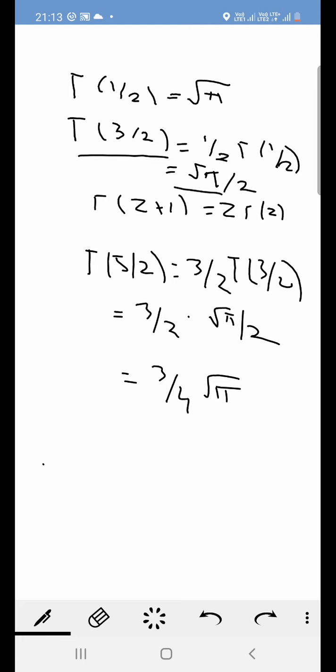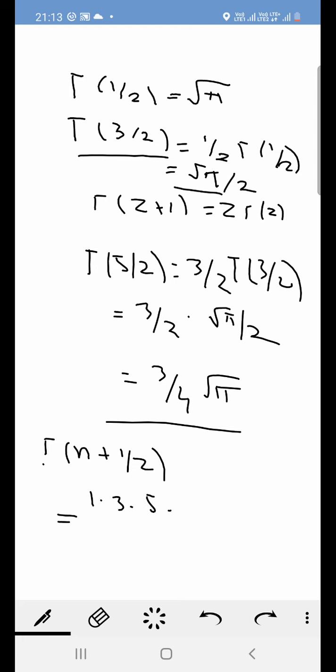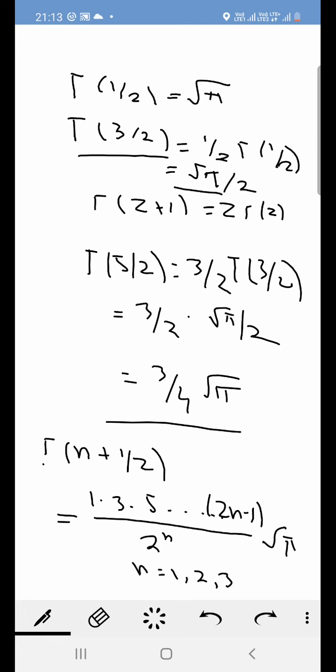And it continues. So ultimately we can say that gamma n plus 1 by 2 is equal to 1 into 3 into 5 till 2n minus 1, divided by 2 to the power n, into root pi, where n is equal to 1, 2, 3, and so on. This is one relationship of the gamma function.